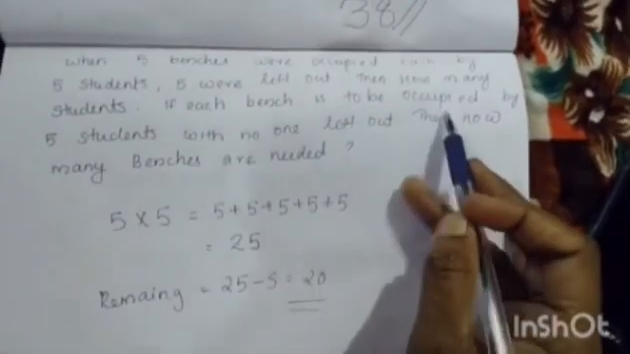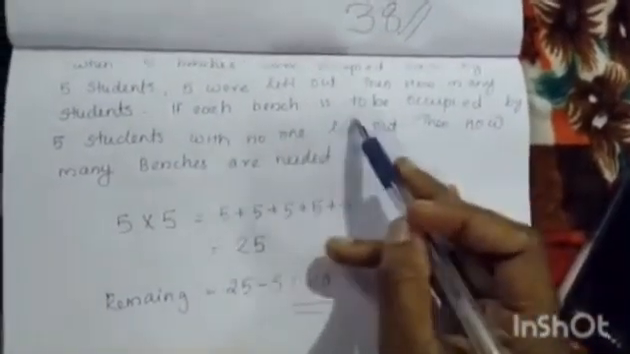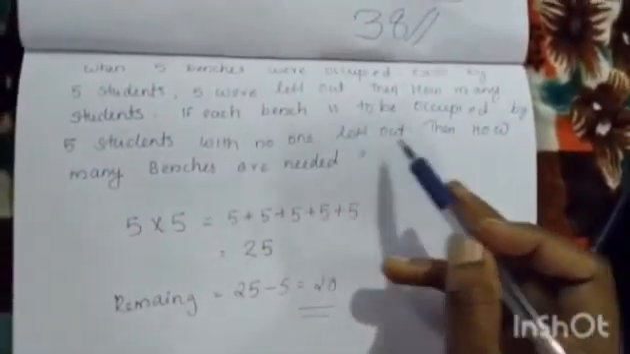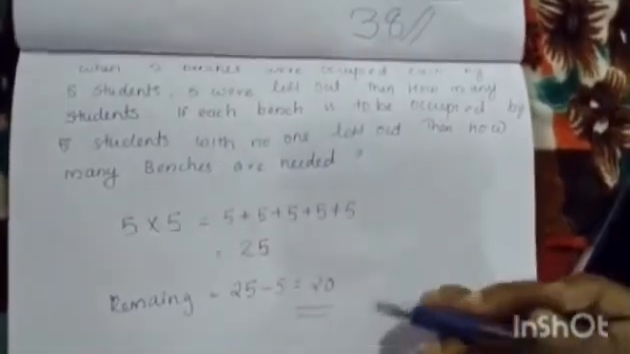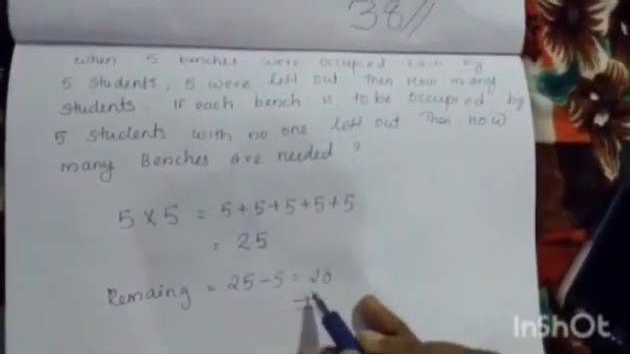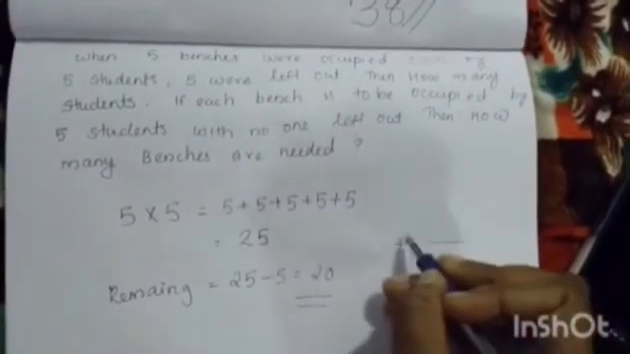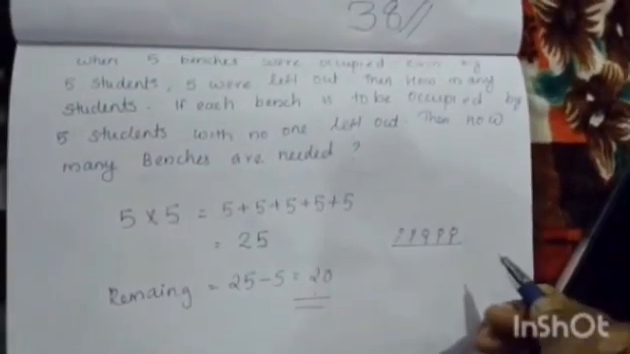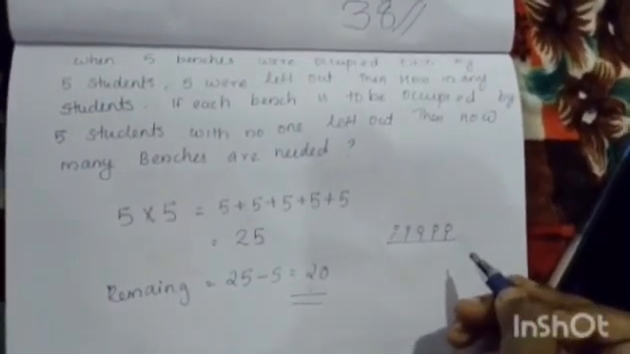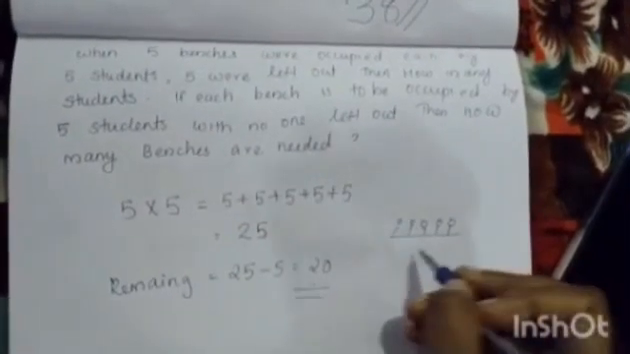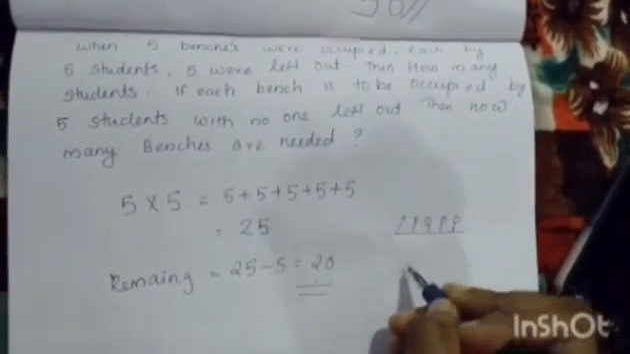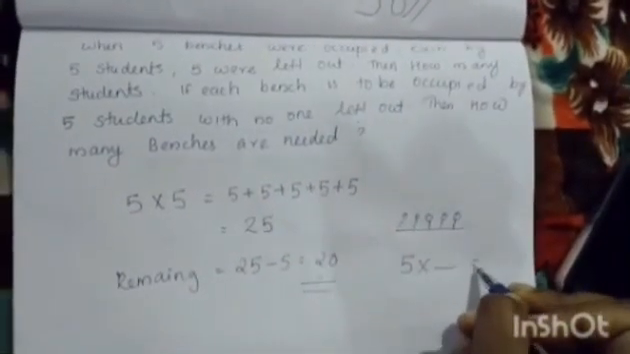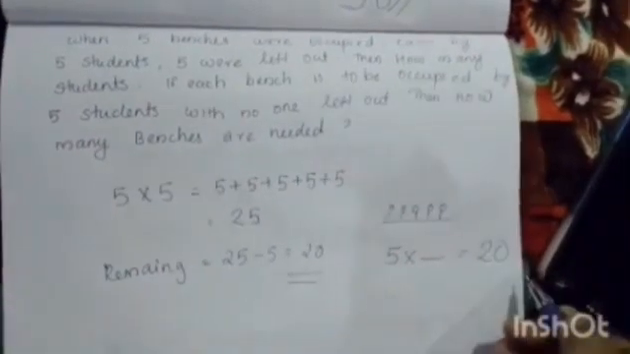So, 20 children are remaining there. Then again they are asking, if each bench is to be occupied by 5 students with no one left out, then how many benches are needed? There are 20 students. In one bench, there are 5 students. We need to find out how many benches are needed. Here, one bench contains 5 students. We want to find out the number of benches. We will get a total of 20.